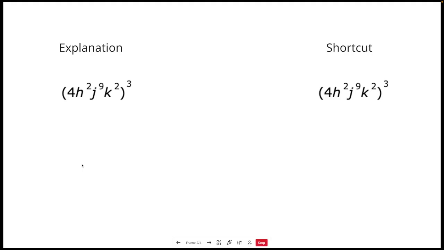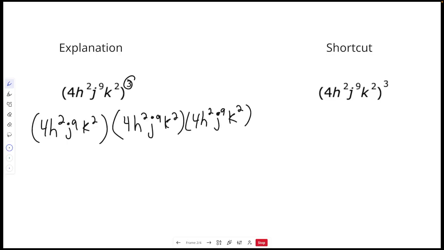All right, so here we have our problem, and on the left we're going to explain, and then on the right we'll talk about the shortcut. So the explanation for this is what this actually means, right? When you raise something to the third power, it means put it 3 times. Okay, now that we have it 3 times, hopefully we already know how to do the multiplication rules here, right?